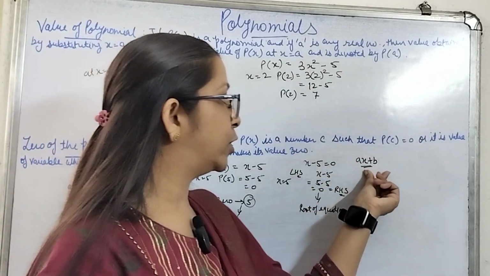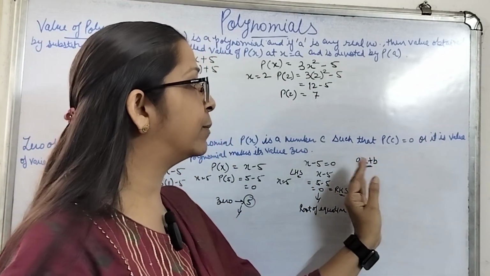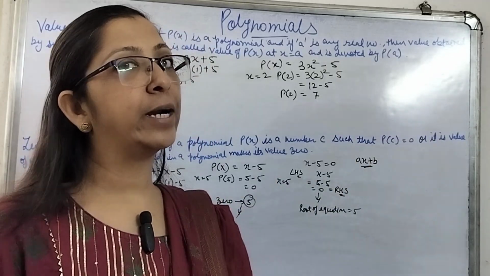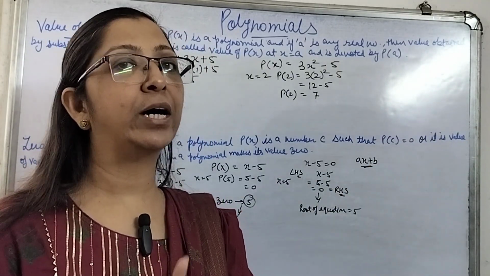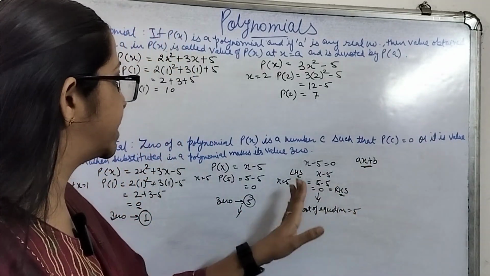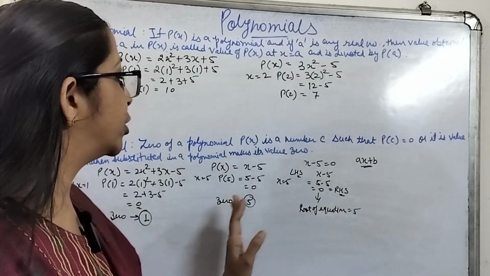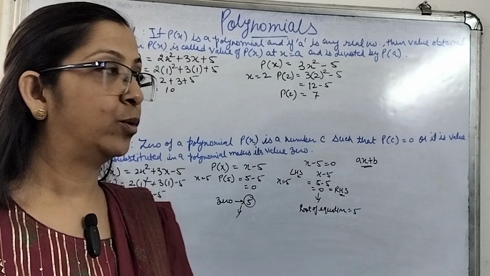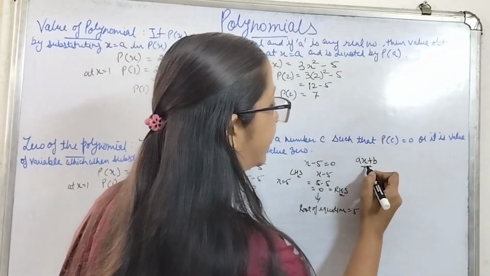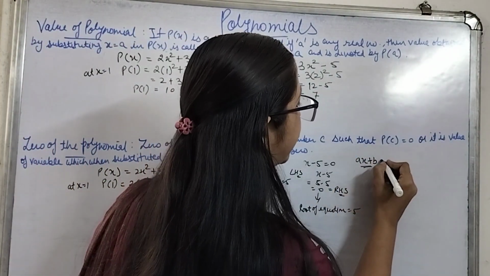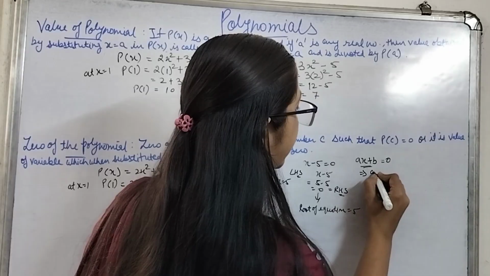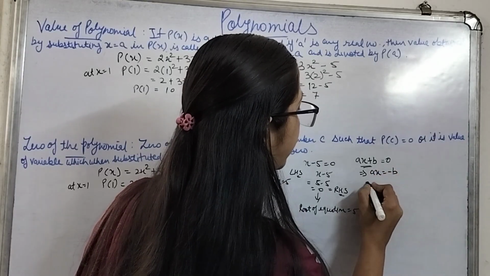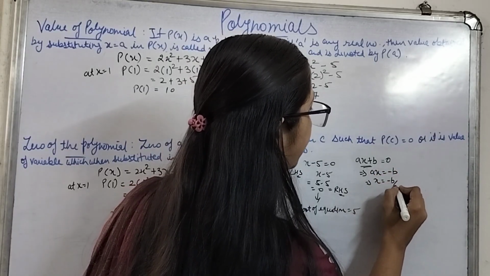So for a linear polynomial, at most or at least, we have only one root. Not root, basically, if we are talking about a polynomial, it will be a zero. So for a linear polynomial, we will have 1 zero. How will we get its value? If I equate it to 0, we can say ax will be equivalent to −b and x is equivalent to −b/a.